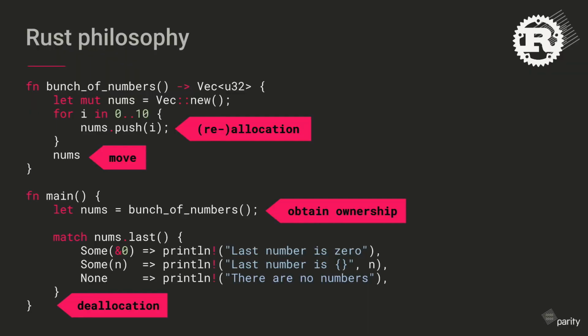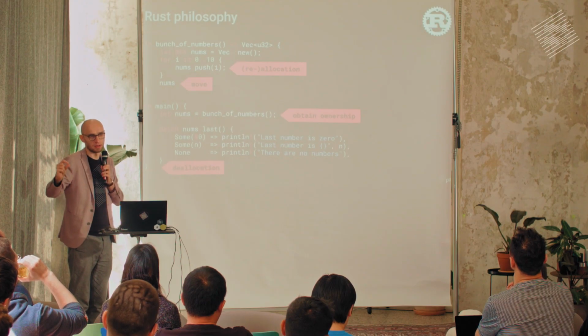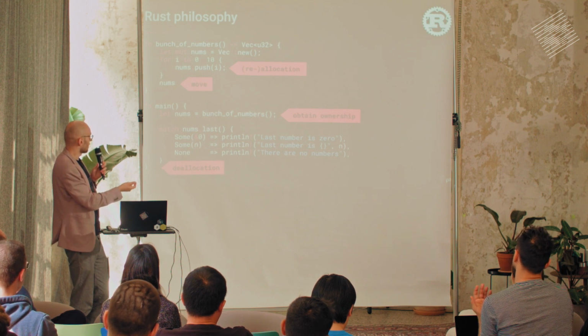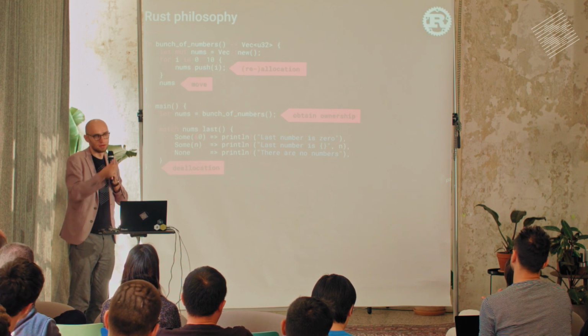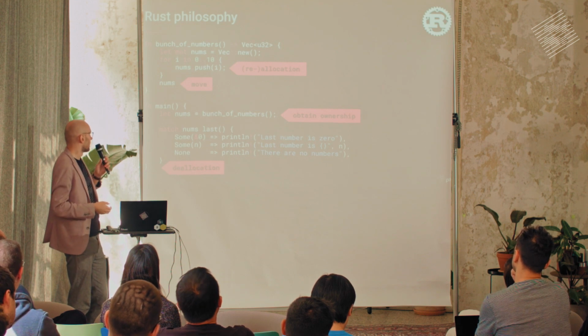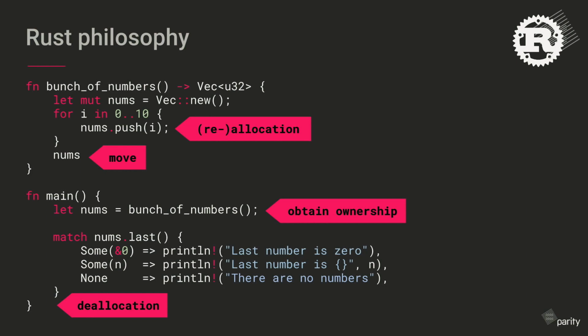Then the last line will move the vector, which is like a semantic thing in the language. Returning a value that is owned means I'm moving something away. And then when I'm calling the function, I obtain the ownership of the return value if the value is owned, if it's a value type.